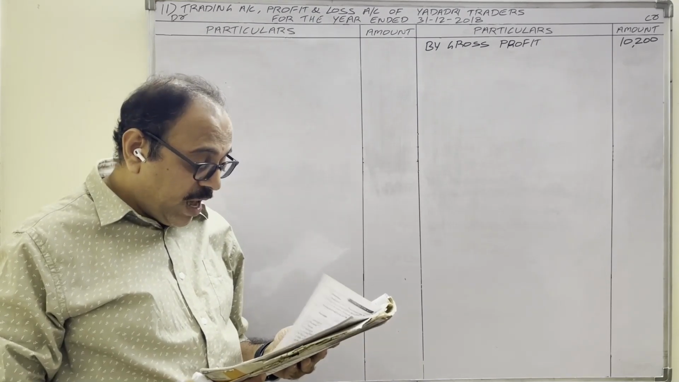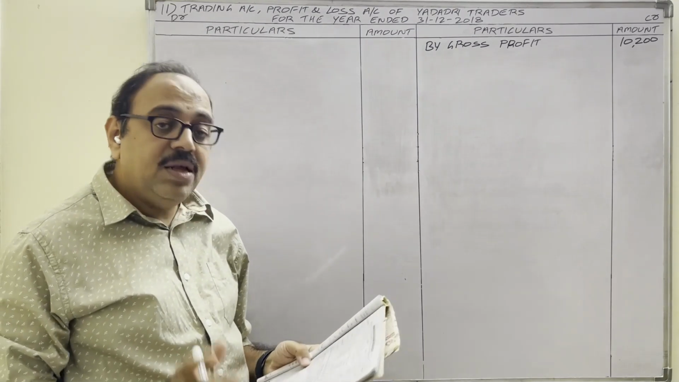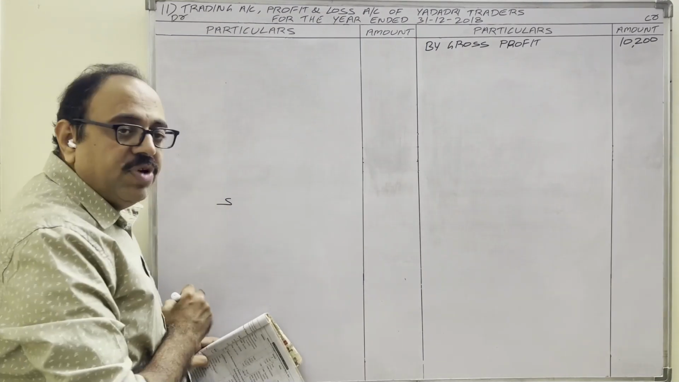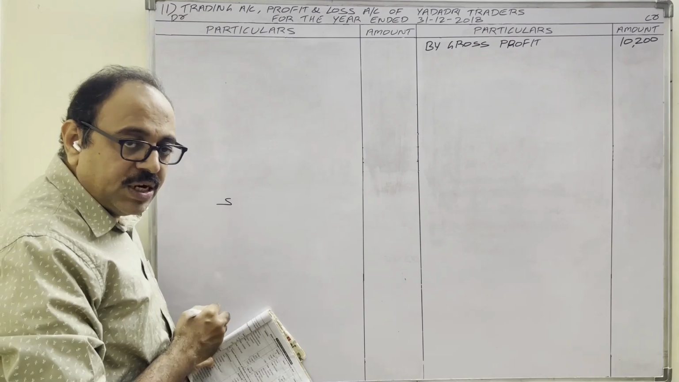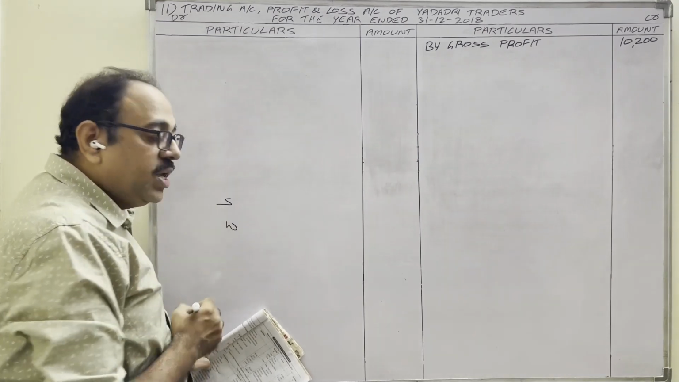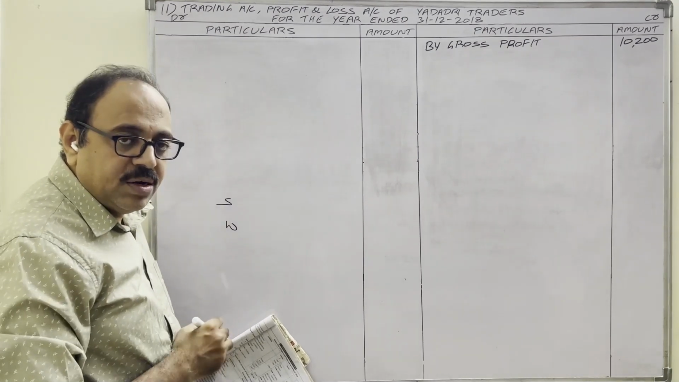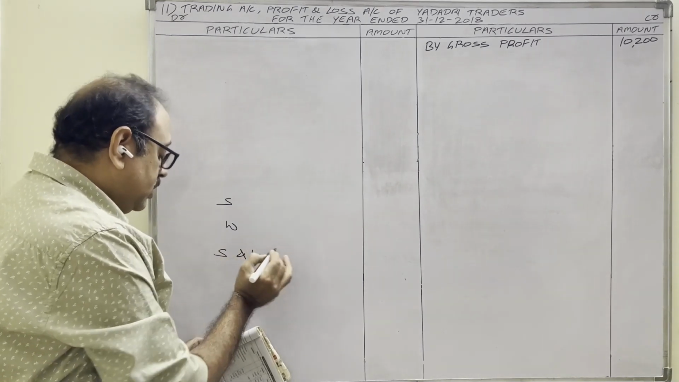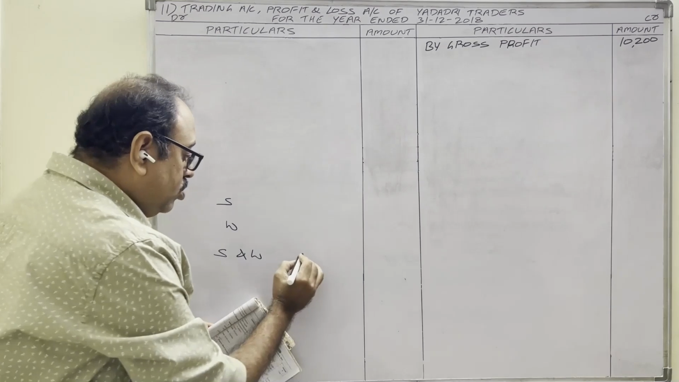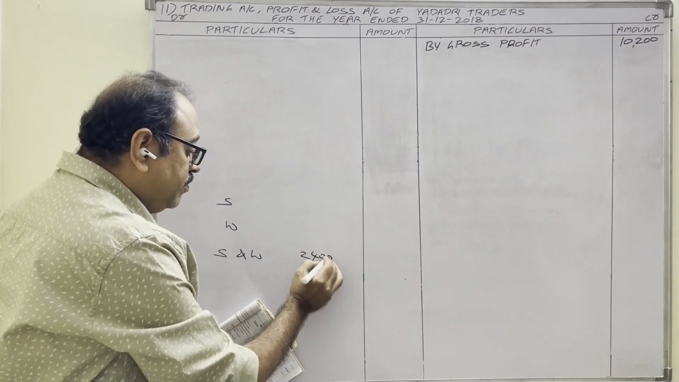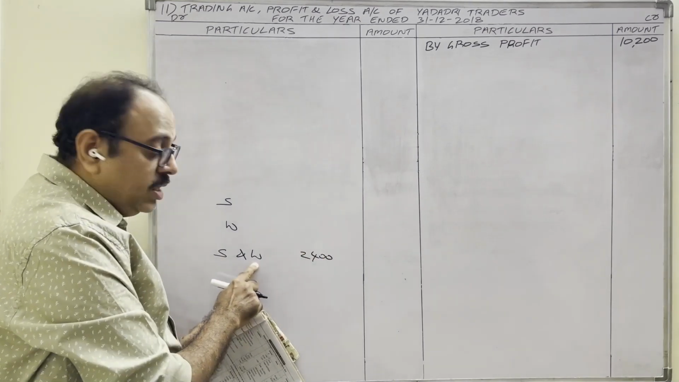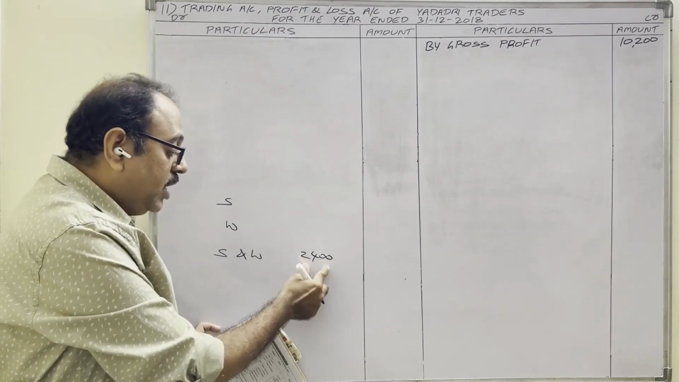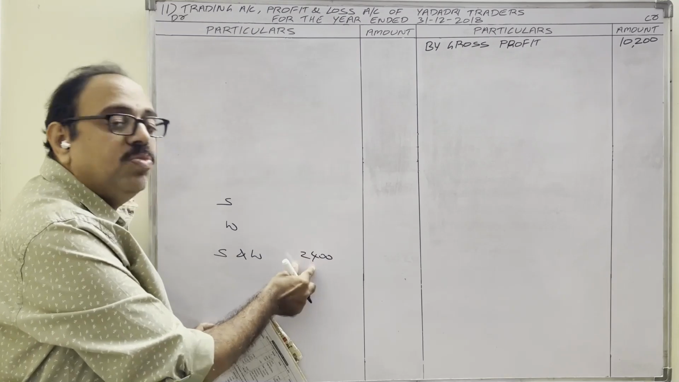Cash, purchases, carriage, factory rent, salaries and wages. See, if only salaries are given, it goes on the debit side of the profit and loss account. If only wages are given, it goes on the debit side of the trading account. But how is it given? Salaries and wages, 2,400 rupees. What is the meaning of this? In this 2,400, the wages amount is less and the salaries amount is more.